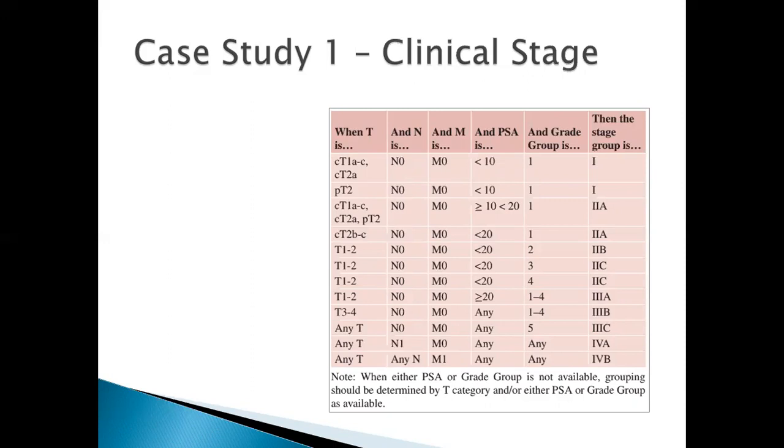All right, so the patient had the DRE demonstrated a large nodule occupying most of the left side, okay? So you would have gone to the clinical T table of your manual, okay? And you should have come up with cT2b. Now make sure you include the c in your answer, okay?